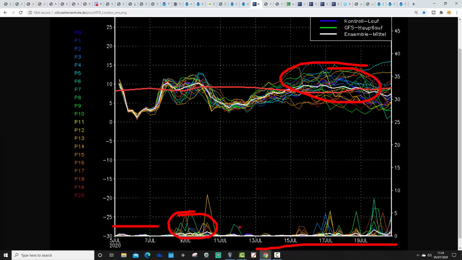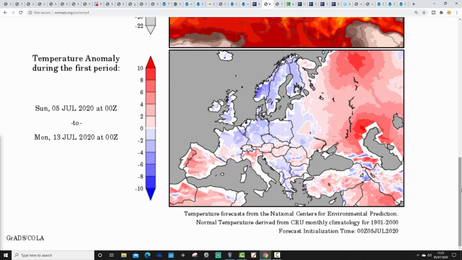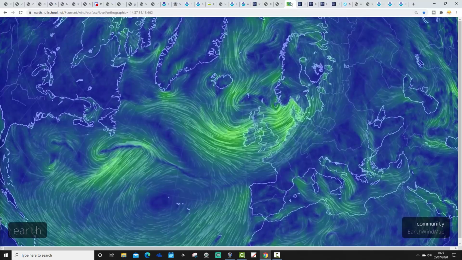Before that, it's pretty dry, and then after that, pretty dry as well. Some precipitation spikes very late on, but of course, that's extended range and unreliable. Temperature anomalies from the 5th through to the 13th of July are going to be colder than average, cooler than average in the week ahead. Precipitation anomalies show a north-south split from the 5th to the 13th of July, wet and average in the north, dry and average down in the south.